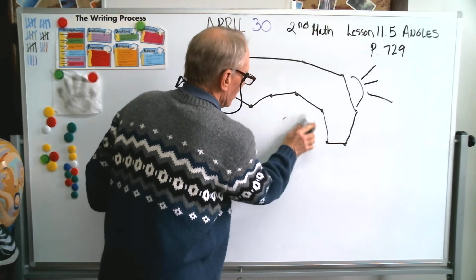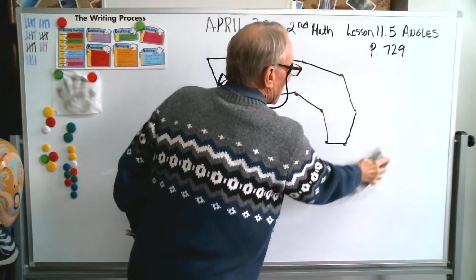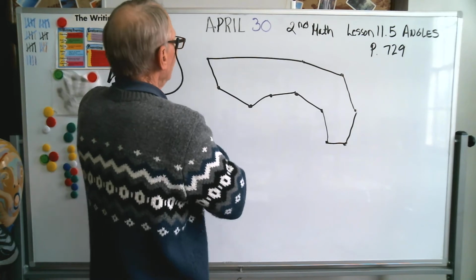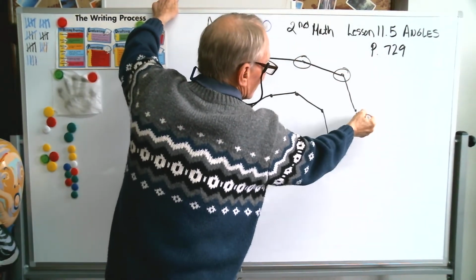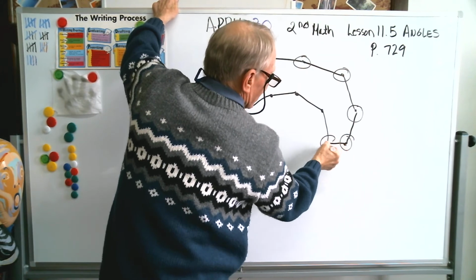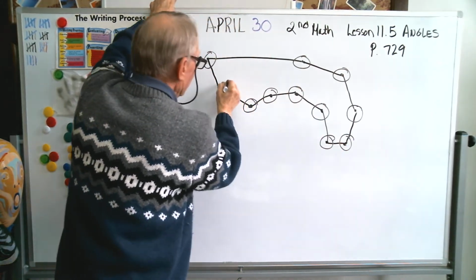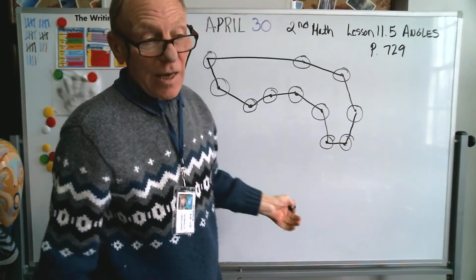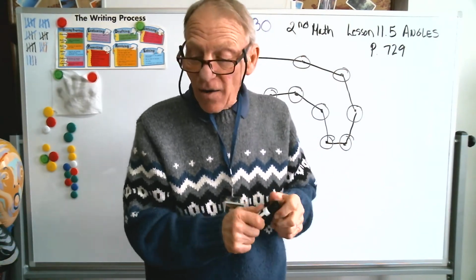So let's test this and see. Hang on, let me turn this back into a shape instead of a car fender. So we've got 1 angle, 2 angles, 3 angles, 4, 5, 6, 7, 8, 9, 10, 11. Now you got to draw another shape. I think you can do that now that you know how easy it is.